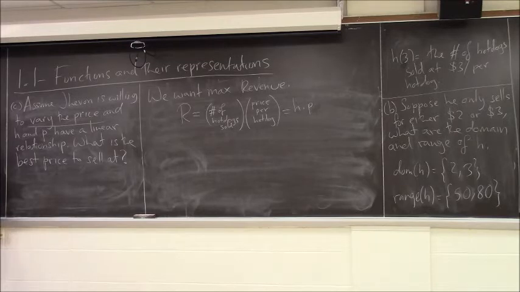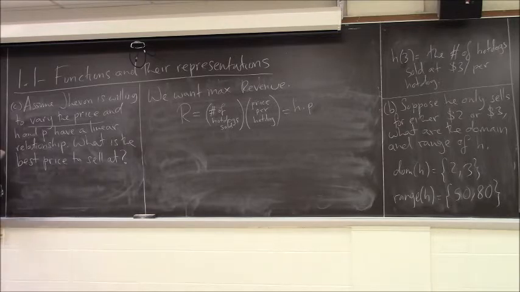Mm-hmm. But I'm trying to find a way to explain this. But you can't multiply. We need another, there are too many variables. Yeah. Okay, which variable do we want? Just x. Just the price. Just P. Okay. So yeah.